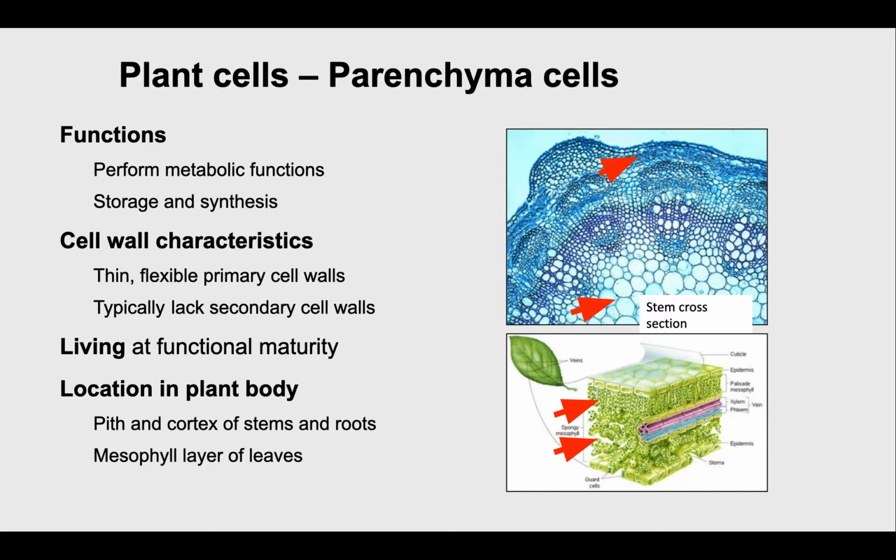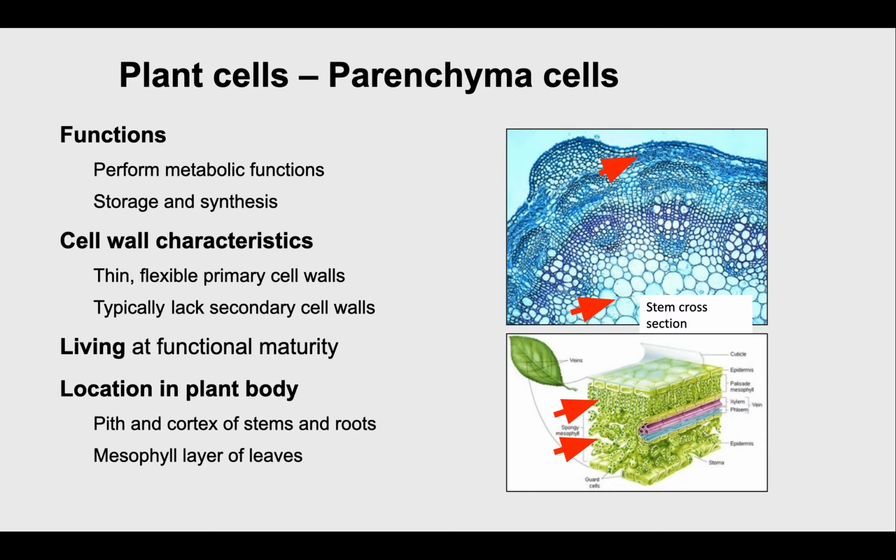All right, the cell wall itself tends to be very thin, very flexible, and they lack a secondary cell wall. I'm giving you a little bit more detail than probably is necessary here, so don't feel bogged down by too many of these details. These cells are living at functional maturity. That means these cells are alive when they are performing the functions that they carry out. So cells that perform photosynthesis, those cells are alive.